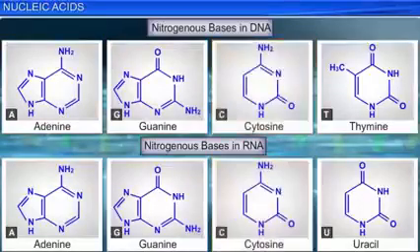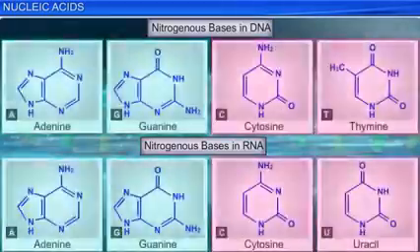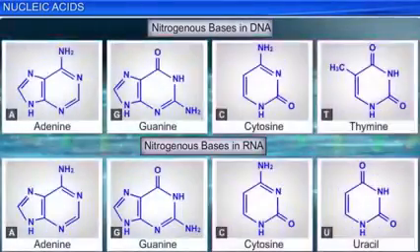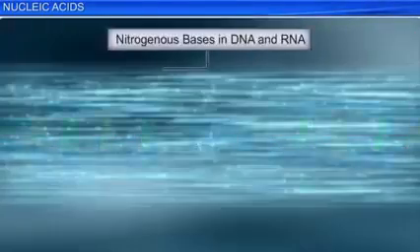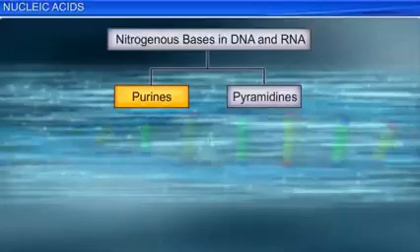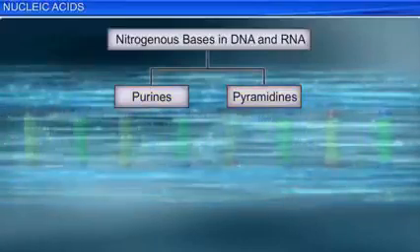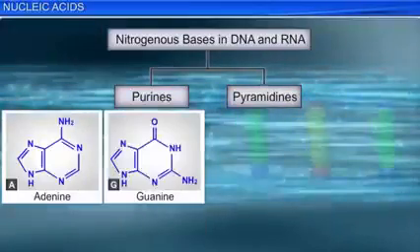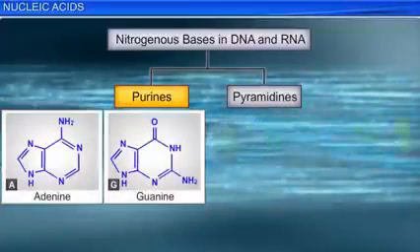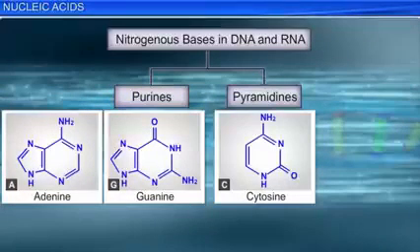On the basis of the structural similarities among the nitrogen bases, they are broadly categorized into purines and pyrimidines. Adenine and guanine are purines, while cytosine, thymine and uracil are pyrimidines.